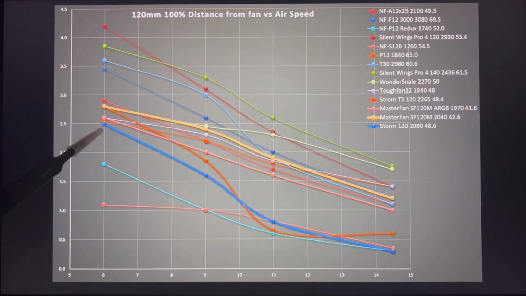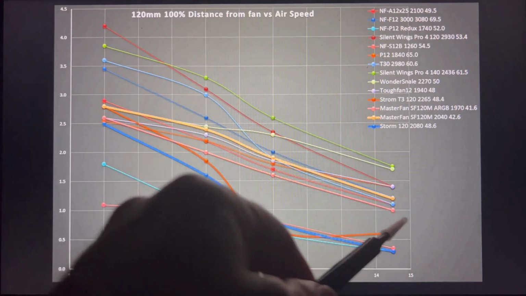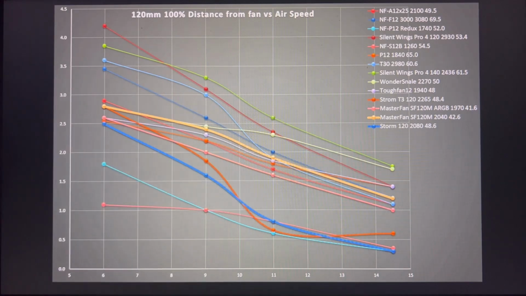The Storm is right here. It's pretty much at the bottom. You have the Storm T3, also pretty much at the bottom. We have the Masterfan SF120M in this orange line. It's pretty much middle of the pack, as I would say. And the ARGB version, I believe, is exactly... no, it's not exactly underneath. It's right here, but it's still towards the top of the graph and doing fairly well. I would say it's pretty much in the middle. The non-RGB version is doing a little bit better than the middle. And then you have the top performers. And again, this is reliant on RPM to some extent.